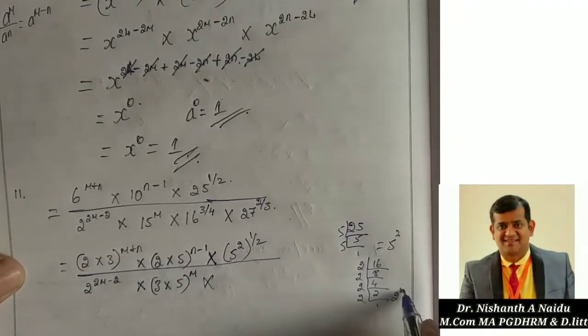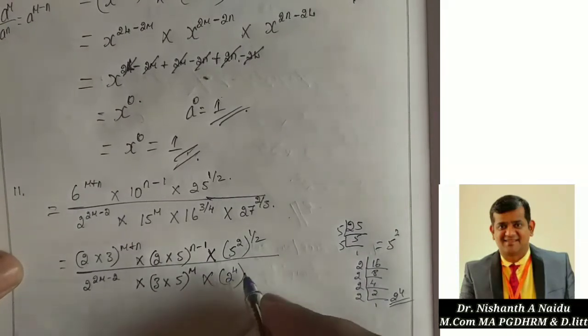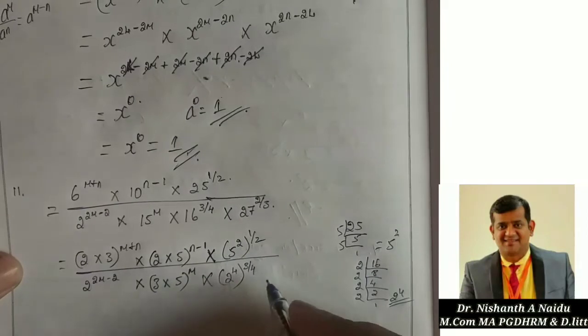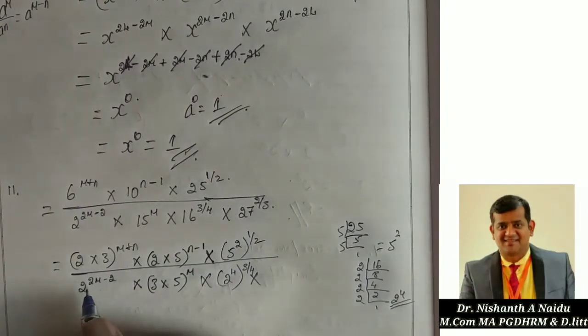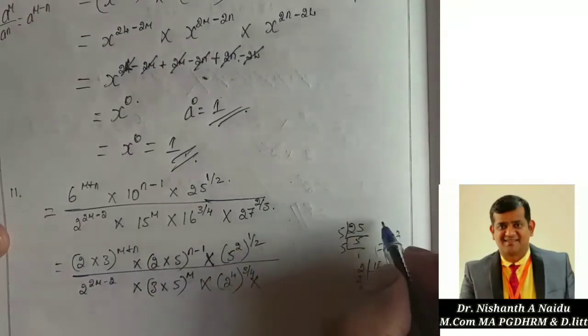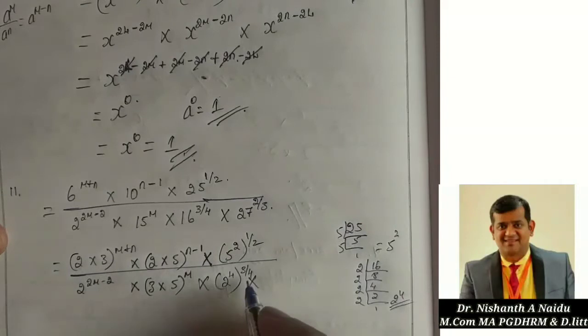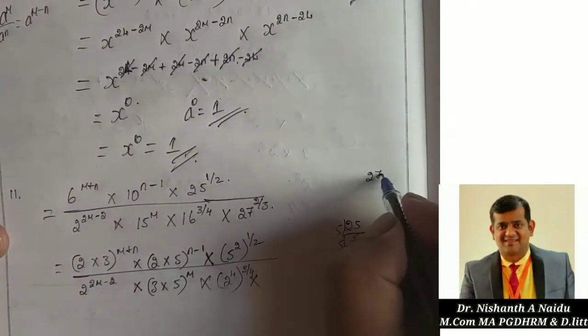So 2 to the power of 4 is 16. So (2 to the power 4) whole power 3 divided by 4 into 27 is there. For 27, in the 3 table we have to find the LCM. So that is 27.